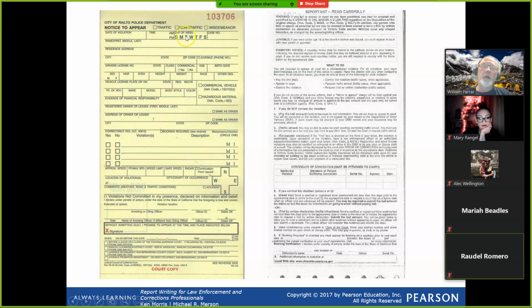Date of the violation, the time, you circle the day of the week. If there's a report that goes with it, you put the case number in there. The person's name, residence, city, just kind of all their horsepower, if you will. Commercial vehicle, their age, their date of birth, all their identifying information, their vehicle license plate number, the registration. So it's got all of this in here. And over here, it'll tell you commercial vehicle, or if they're driving a hazardous material vehicle. The registered owner, is it the same as the driver, or is it somebody different?